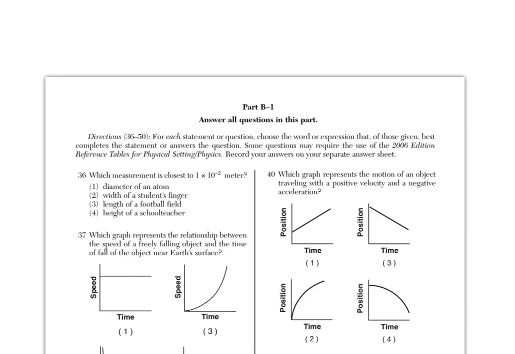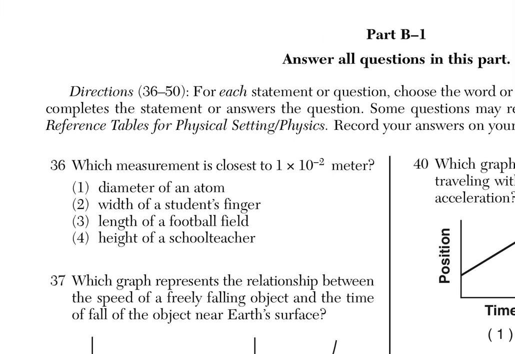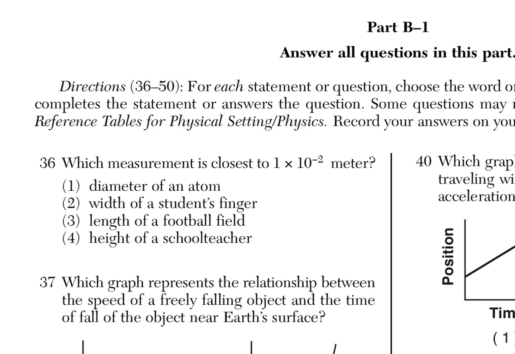So let's proceed. They often open up part B with one of these estimation questions, which says which measurement is closest to 1 times 10 to the negative 2 meters? Diameter of an atom, width of a finger, length of a football field, or height of a school teacher. And then it's like, man, I don't know what those things are. I don't know how wide my finger is.